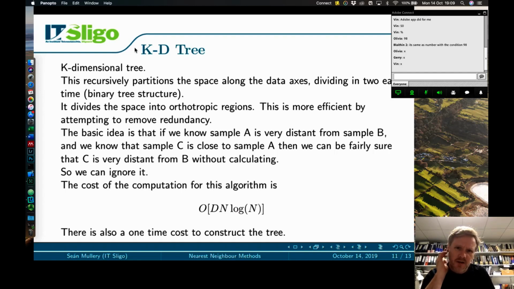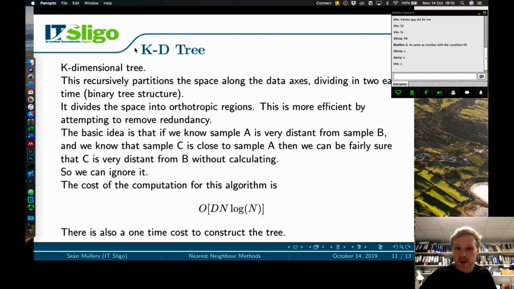The cost of the computation for this algorithm is as follows. By dividing that space up into two each time, we have a kind of log function related to this. Basically what this means is that if we double the dimensions, then we double the time. But if we double the number of samples, then we don't double it. It's more than double, but it's less than quadrupling it. So it's less than the squaring of it. You can see here that as n goes up, log n also goes up, but by a smaller amount. So this is a good deal better than the squared term that we had last time.